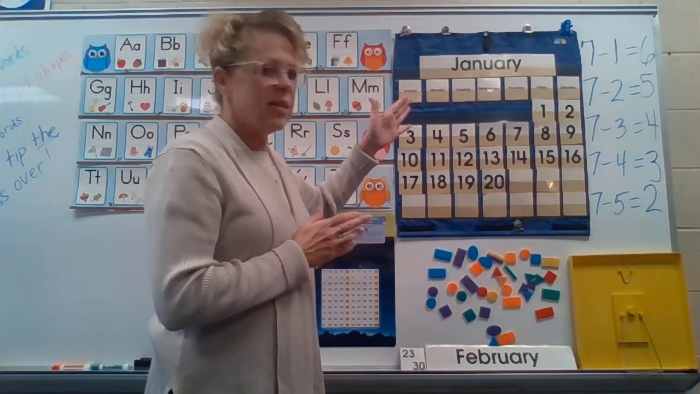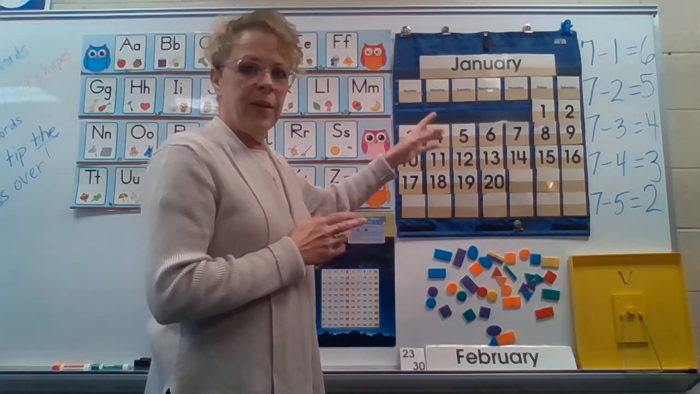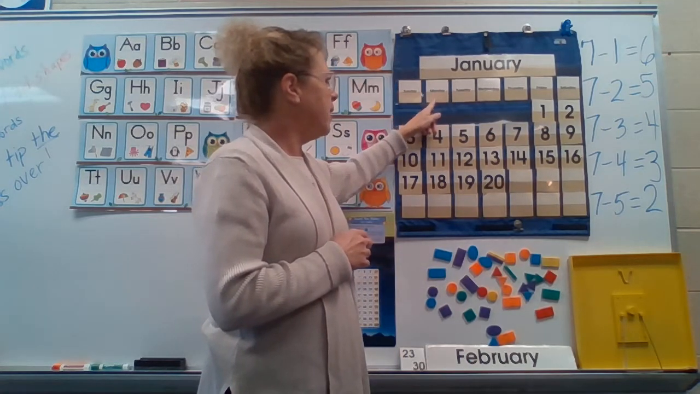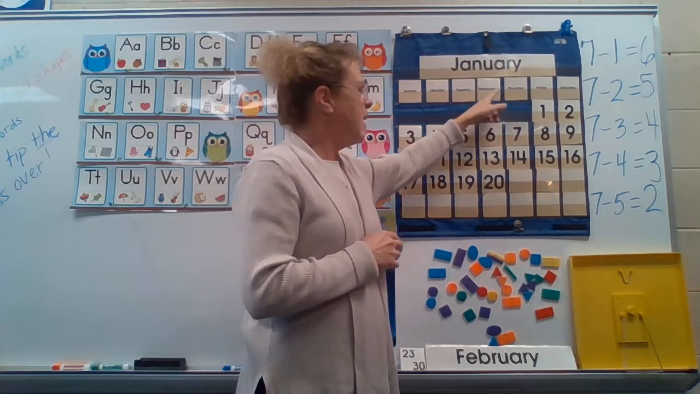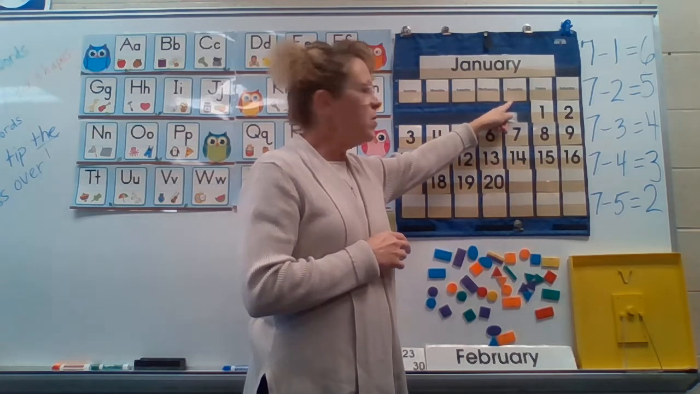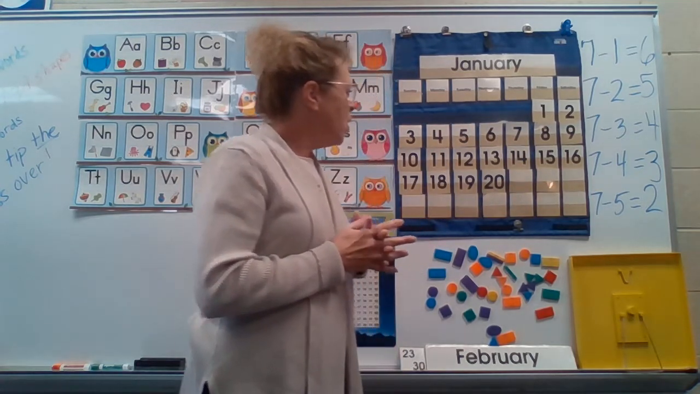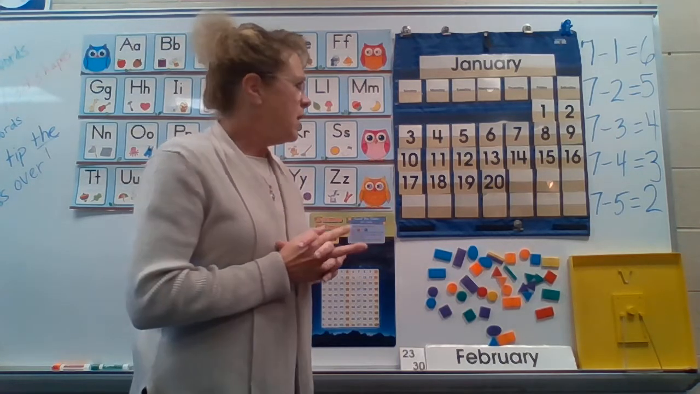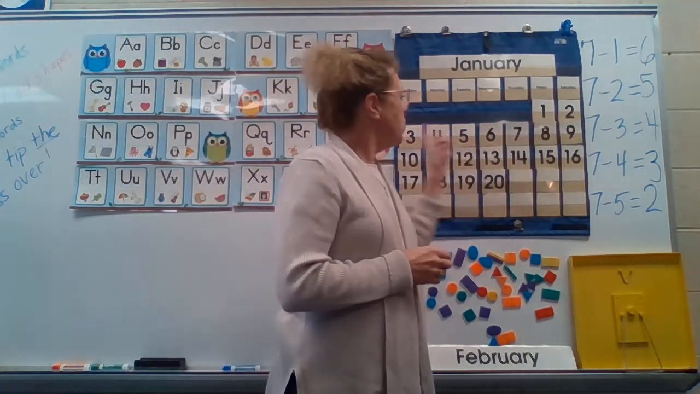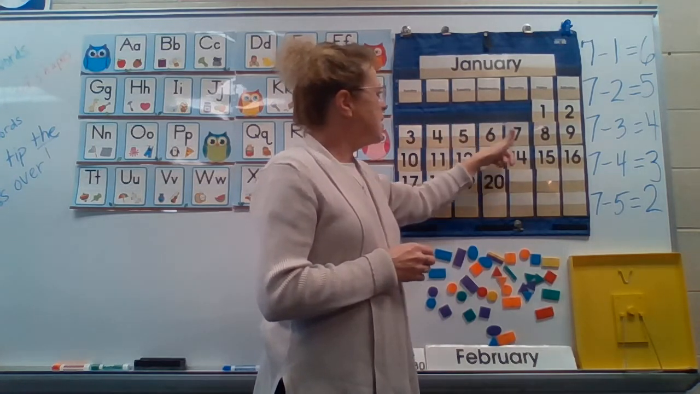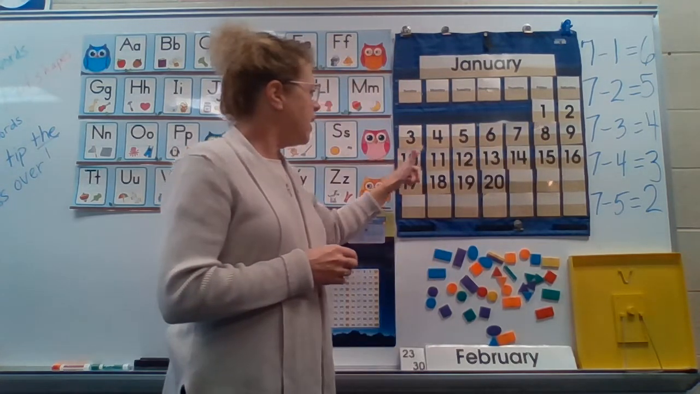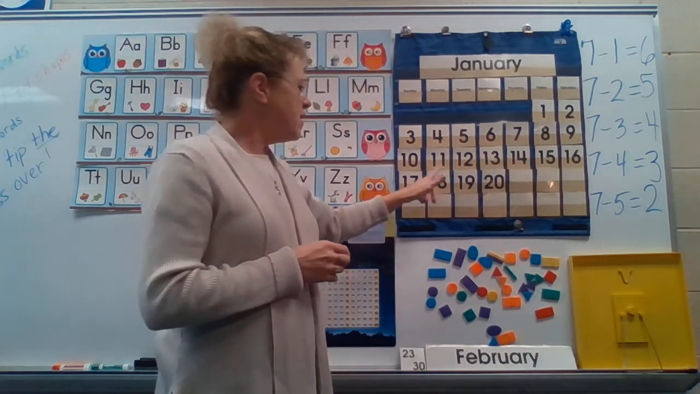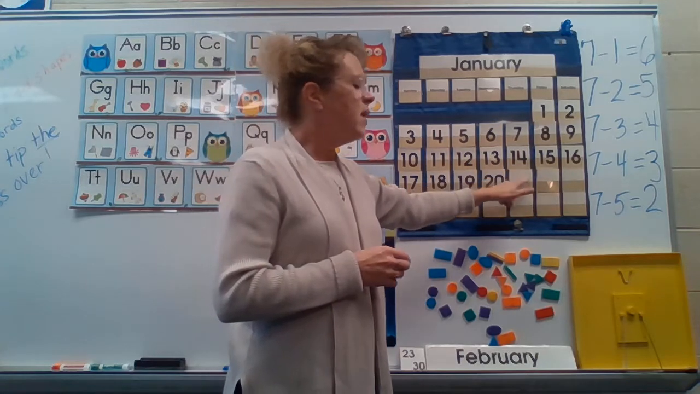Let's go across and see if we can figure out what today is. I'm looking here. Ready? Sunday, Monday, Tuesday, Wednesday, Thursday. Today is Thursday. What number do you think comes after 20? Let's count and see. 1, 2, 3, 4, 5, 6, 7, 8, 9, 10, 11, 12, 13, 14, 15, 16, 17, 18, 19, 20.